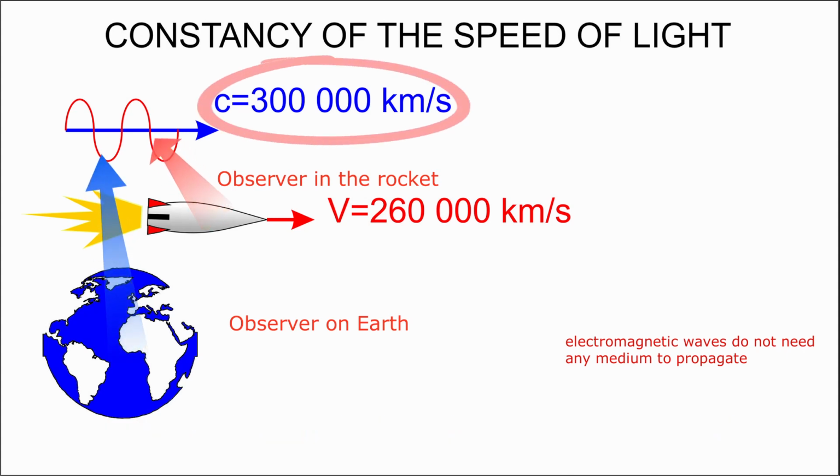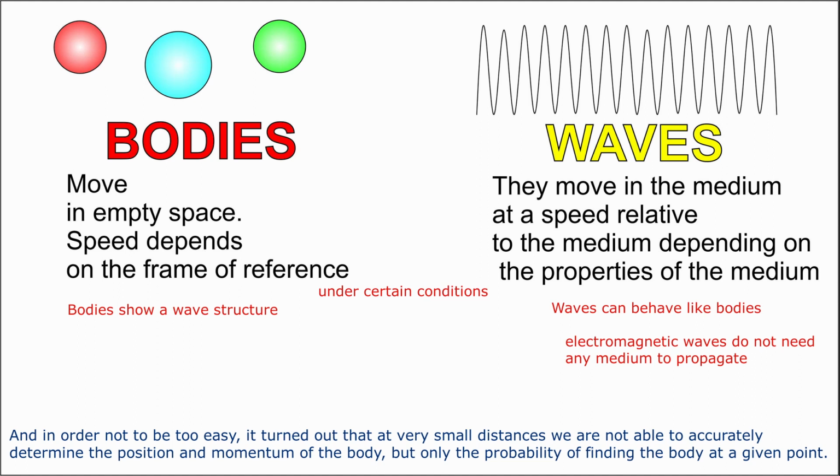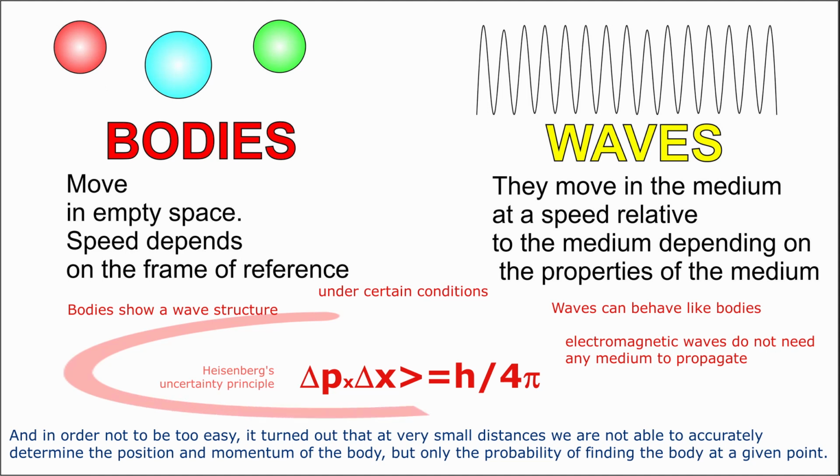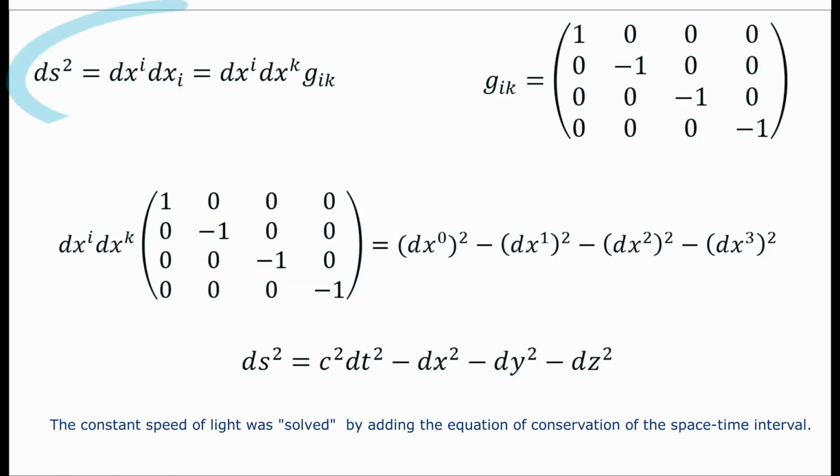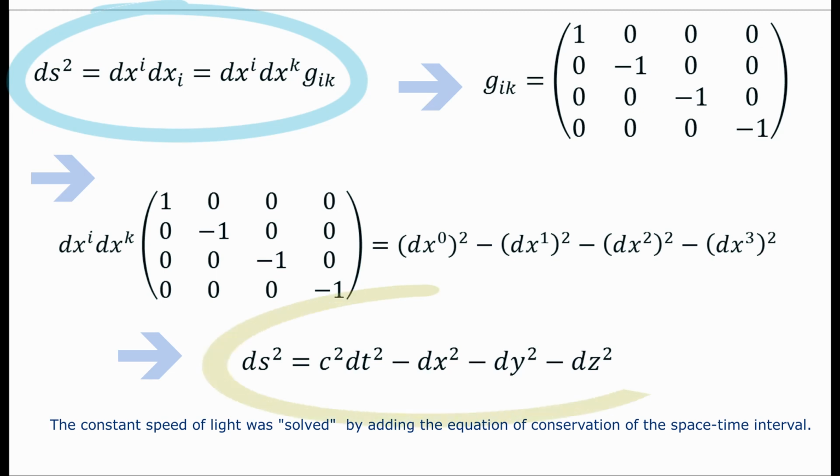velocity of this body. And in order not to be too easy, it turned out that at very small distances we are not able to accurately determine the position and momentum of the body, but only the probability of finding the body at a given point. So there were a lot of complications over time, which were nevertheless managed to be mathematically described. The constant speed of light was solved by adding the equation of conservation of the space-time interval.